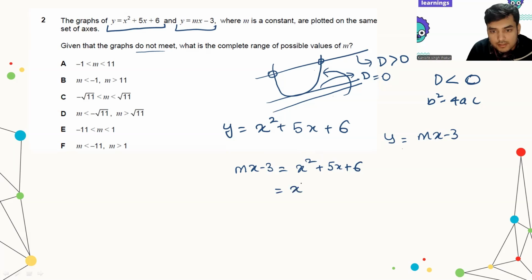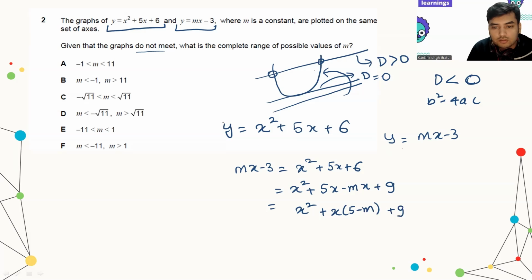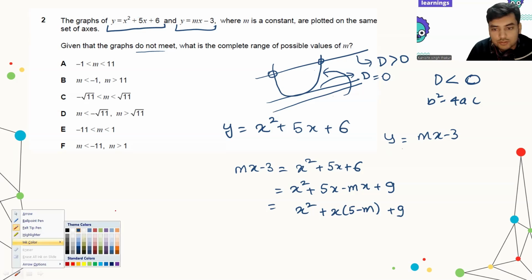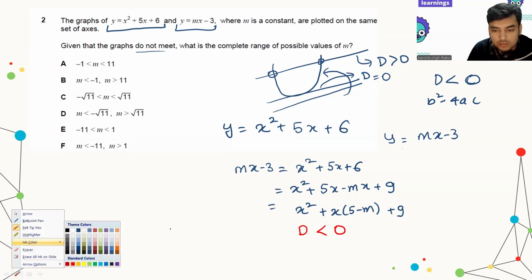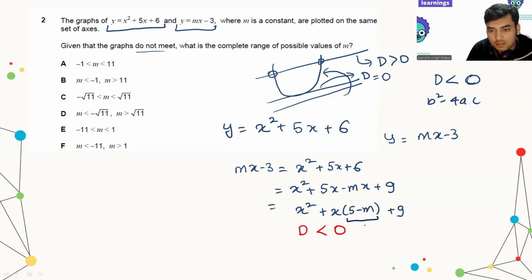So I'll shift x square to that side. So 5x minus mx plus 9, isn't it? This means I have x square plus x(5 minus m) plus 9, right? See, I got a quadratic equation in variable x. Now this equation should have no solution, which means D of this equation should be lesser than 0. D lesser than 0 means what? b square minus 4ac should be lesser than 0. What is b here? b is 5 minus m, a is 1, c is 9, isn't it?